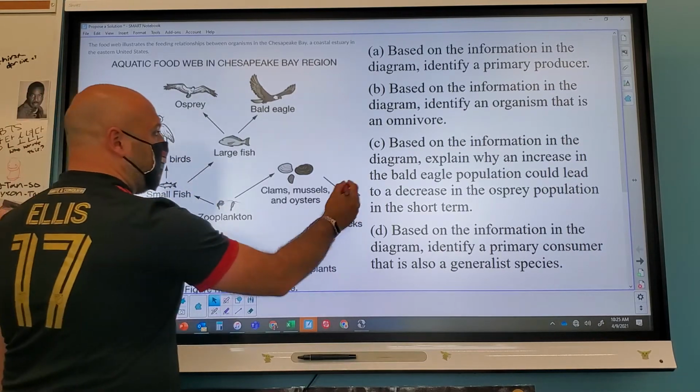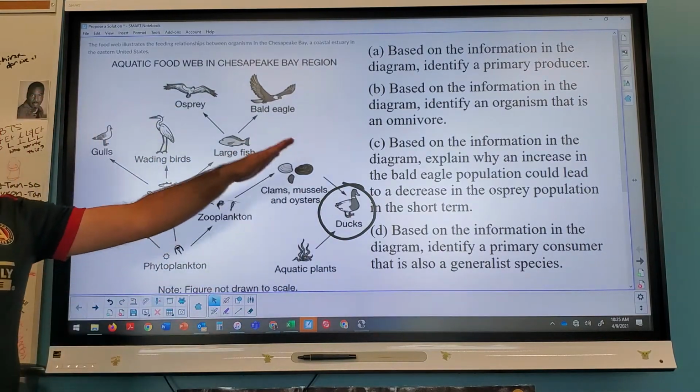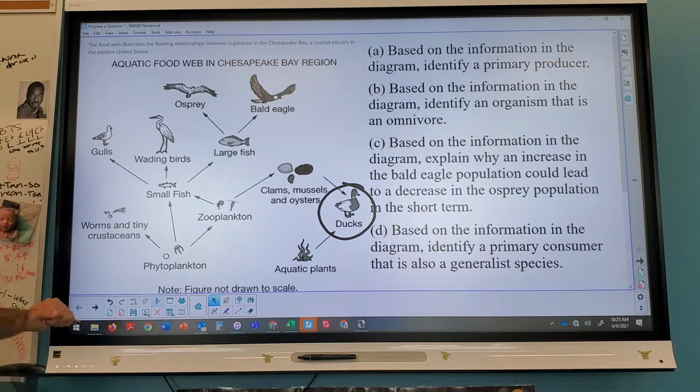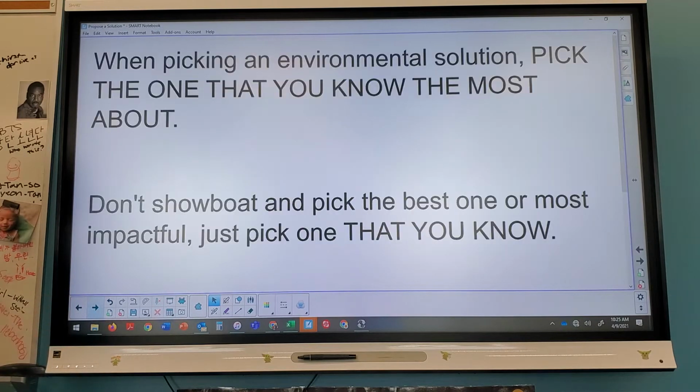I think ducks would probably qualify as well, right? Because they're getting multiple things here as well. Okay, so they're able to eat other things. All right, it doesn't always mean omnivore, but it seems to be similar to omnivore at this point.